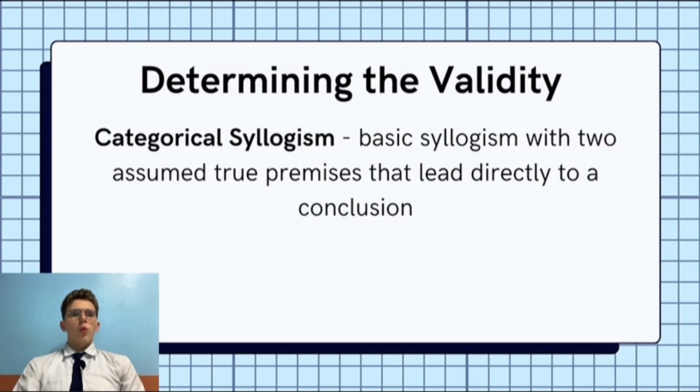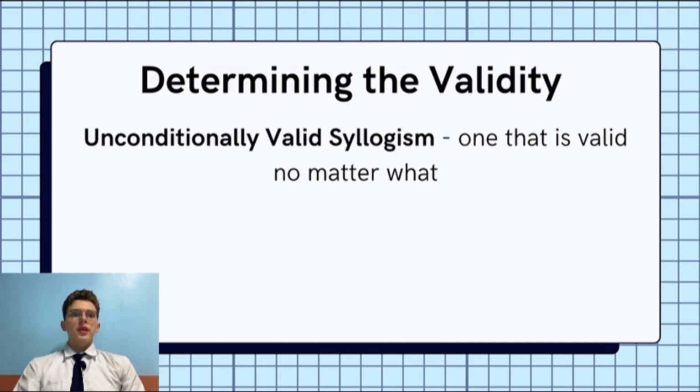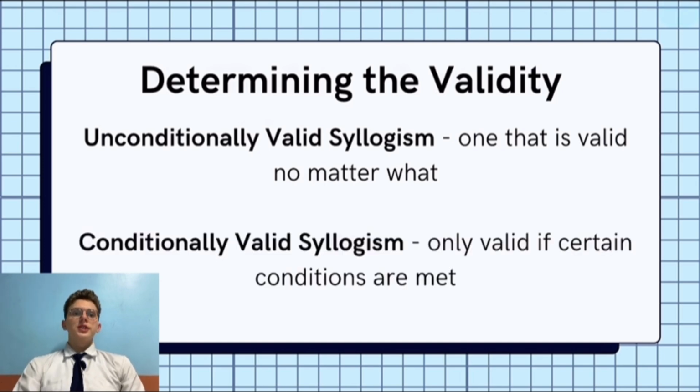Now, you may be confused on what unconditionally valid and conditionally valid syllogisms mean. As we all know by now, a basic syllogism with 2 assumed true premises that lead directly to a conclusion is called a categorical syllogism. An unconditionally valid syllogism is one that is valid no matter what. It is valid by form alone, regardless of the content or truth of the premises. On the other hand, a conditionally valid syllogism is only valid if certain conditions are met. It depends on whether additional constraints or contextual factors are satisfied.